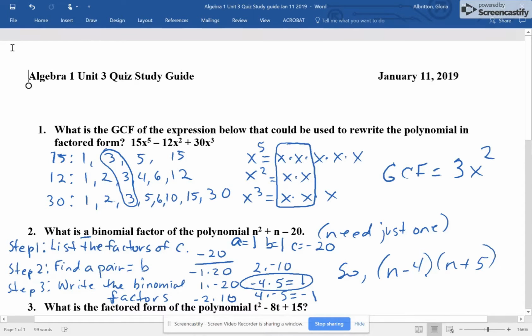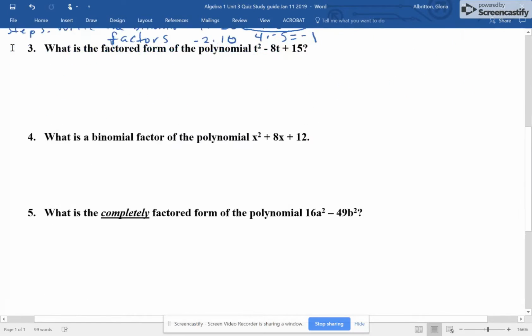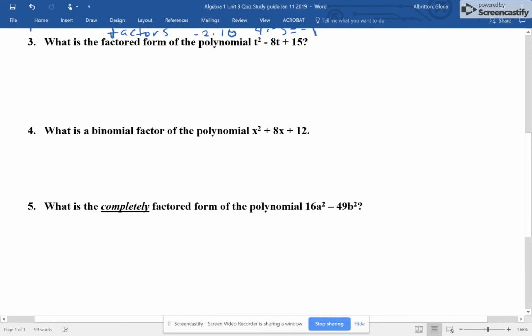Next, number 3. What is the factored form of the polynomial t squared minus 8t plus 15? All right, so all we have to do here is just factor it. They want the entire factorization. So let's list our A, which is 1, B is -8, and C is 15. And so you've got to use your steps.